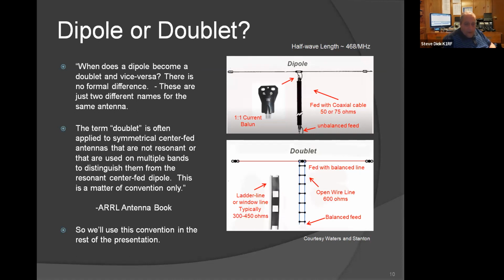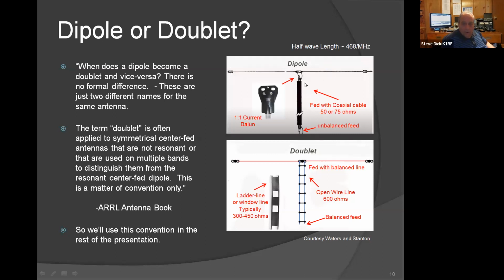According to the ARRL antenna book, the term doublet is often applied to symmetrical center-fed antennas that are not resonant or that are used on multiple bands to distinguish them from the resonant center-fed dipole. This is a matter of convention only. So I'm going to use that convention in the rest of the presentation. The figure in the upper right is a dipole.